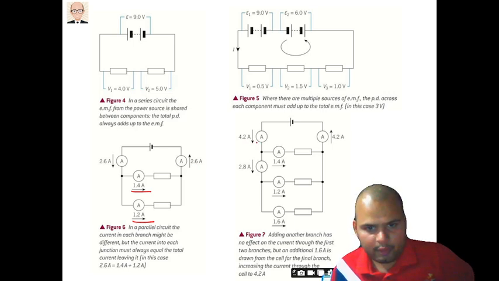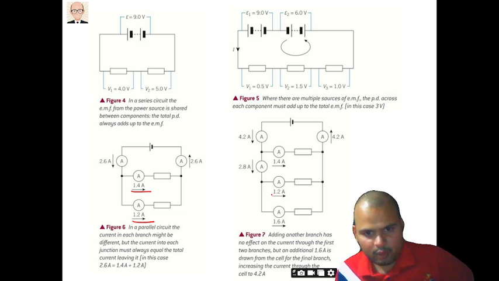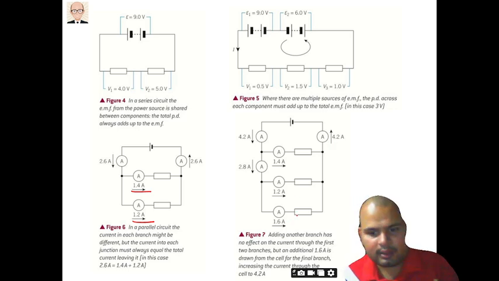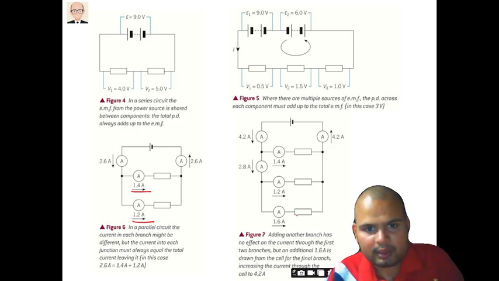So when this 4.2 comes, it will divide into three sections. First it will divide into 2.8 and 1.4, then this 2.8 will divide into 1.2 and 1.6, and again when it comes back to this second ammeter, it will be 4.2. As you can see what is actually happening in this case.